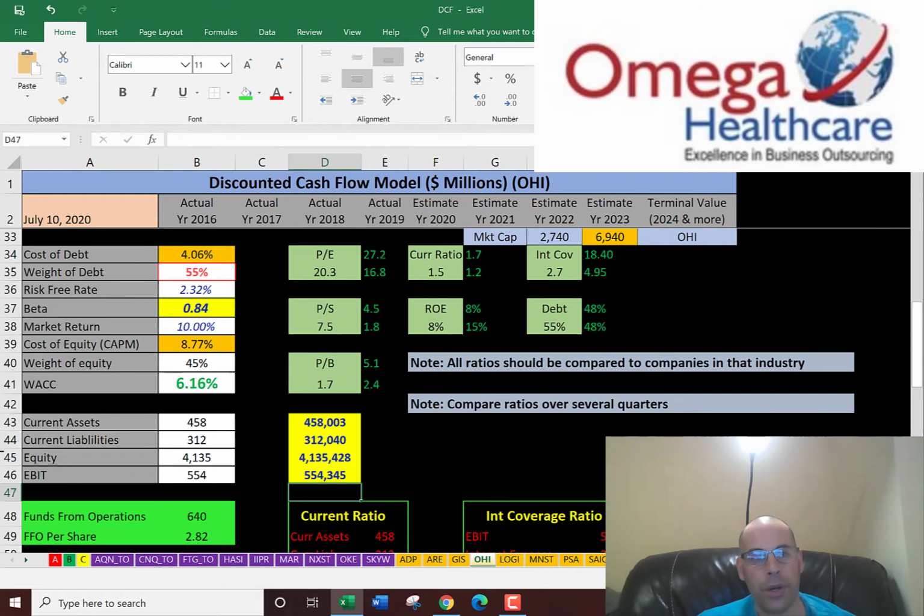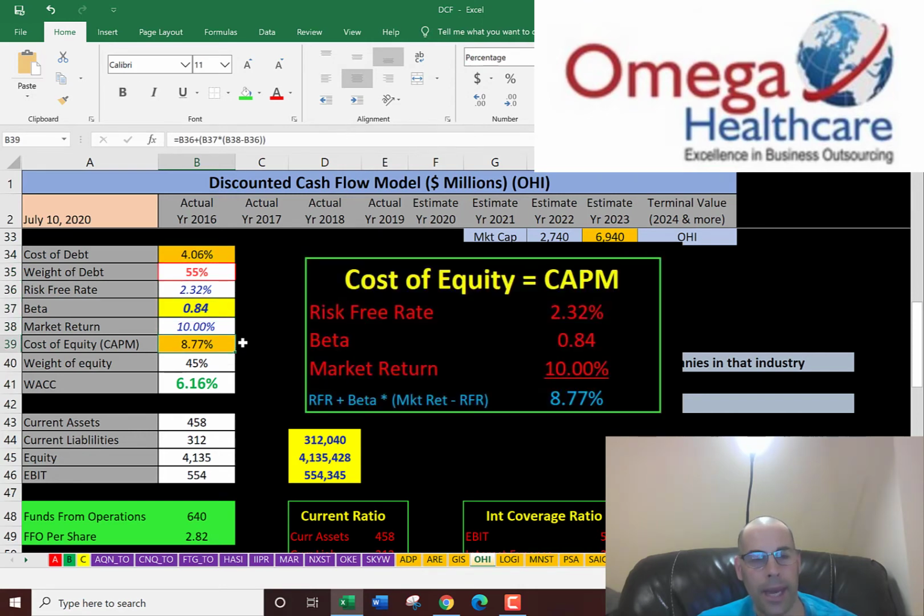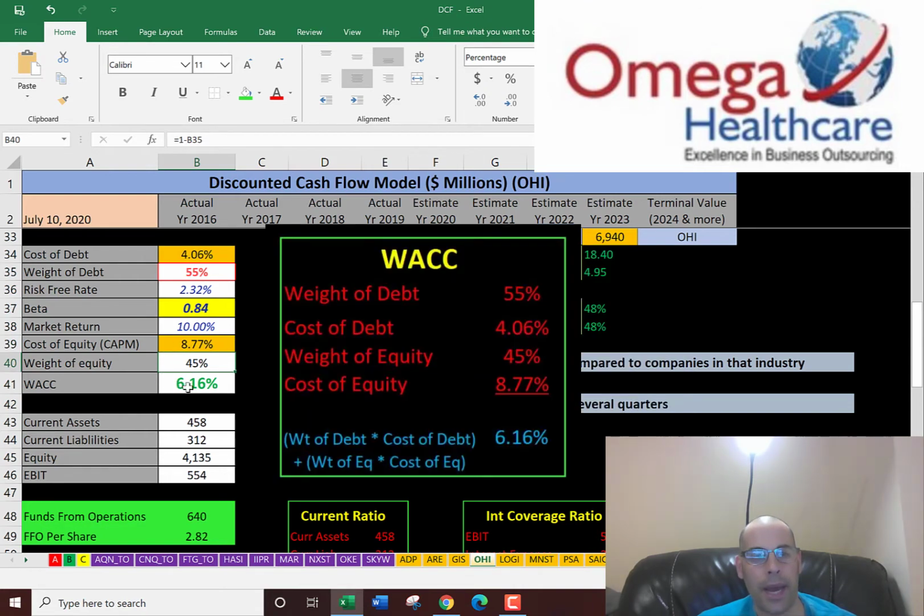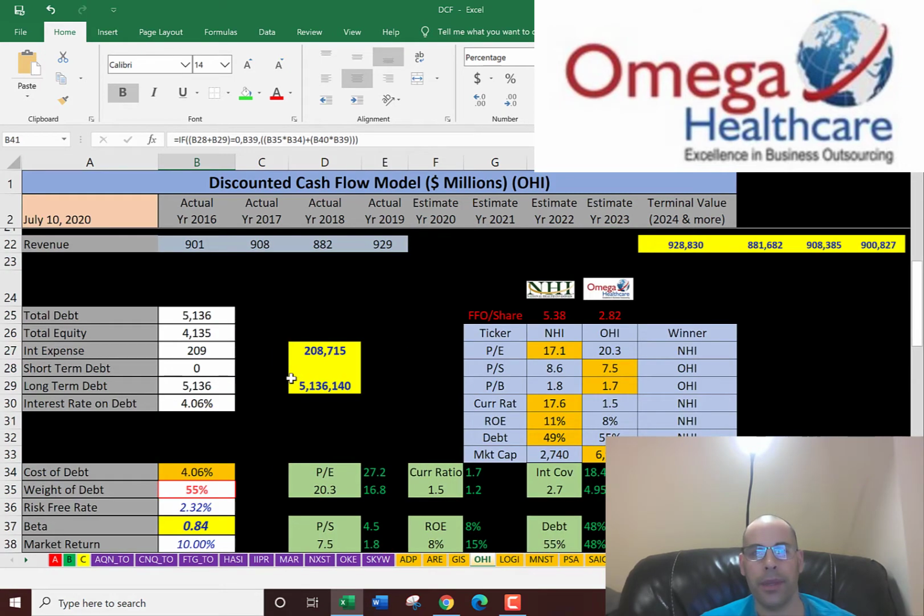Let's look at the capital structure of the company. The cost of debt is 4.1%, and they have 55% debt in their capital structure. The cost of equity is 8.8%, and they have 45% equity in their capital structure. To get the weighted average cost of capital, it's a blend of the cost of debt and the cost of equity. Their WACC is 6.2%, and that's what we're going to discount the future cash flows by.